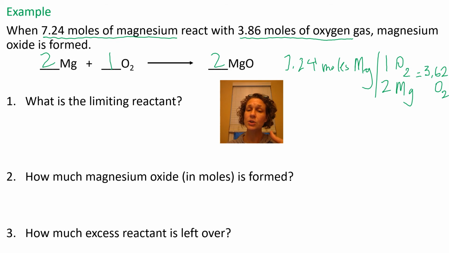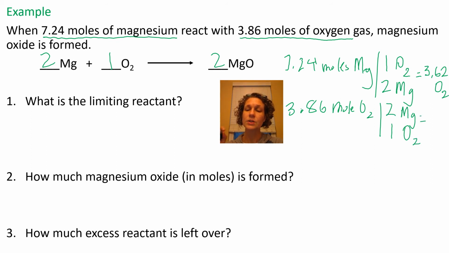Then I want you to do the other one, just so you can compare them. So now I'm going to take the oxygen and do the same thing, but get it into magnesium. So now I want magnesium, and I have oxygen, so it's going to be 2 over 1. So now 3.86 times 2, and I should hopefully have correctly gotten 7.72. That's Mg.